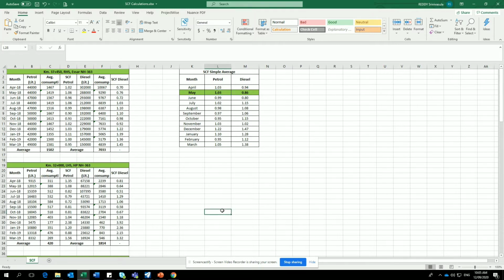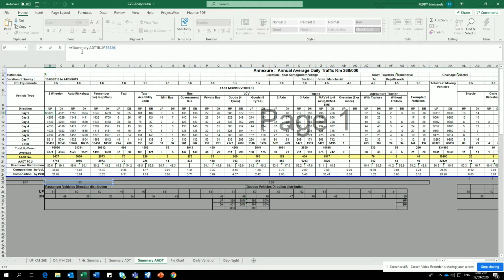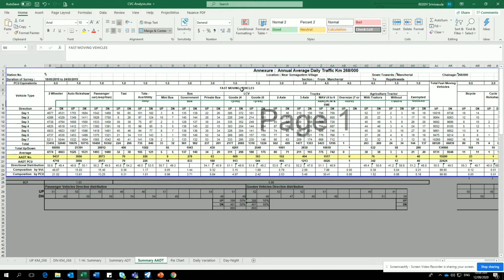Okay, so now we'll go to the ADT sheet. See, it is just a summary of ADT. Whatever value you have collected in the ADT must be multiplied with B26. B26 is what? Yeah, this one: the seasonal correction factor for petrol consumed vehicles. Then similarly 0.86 is for the diesel consumed vehicles.